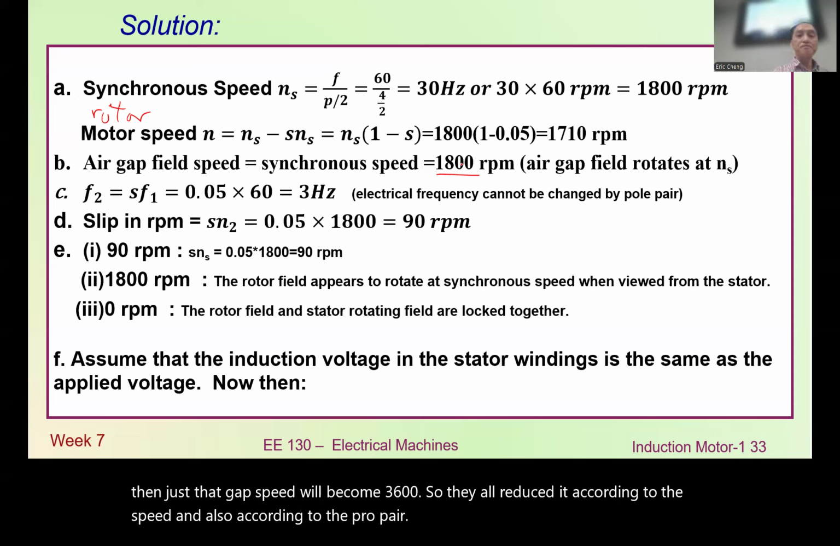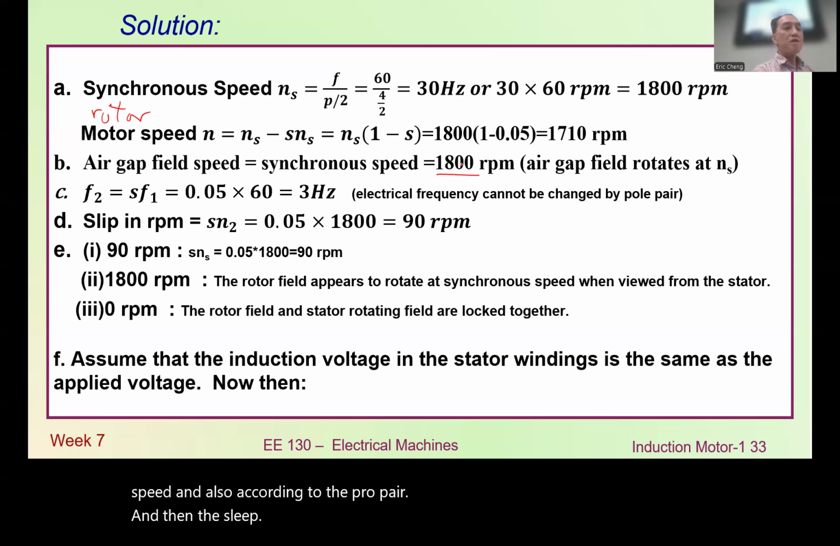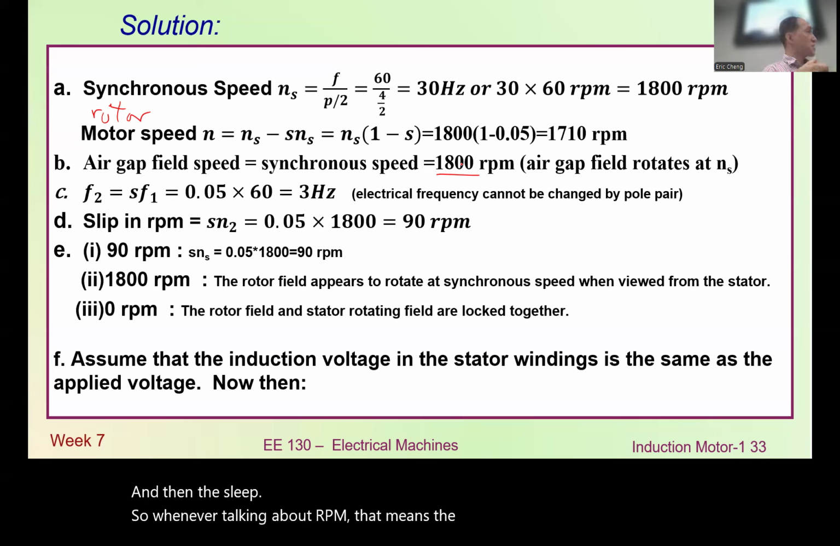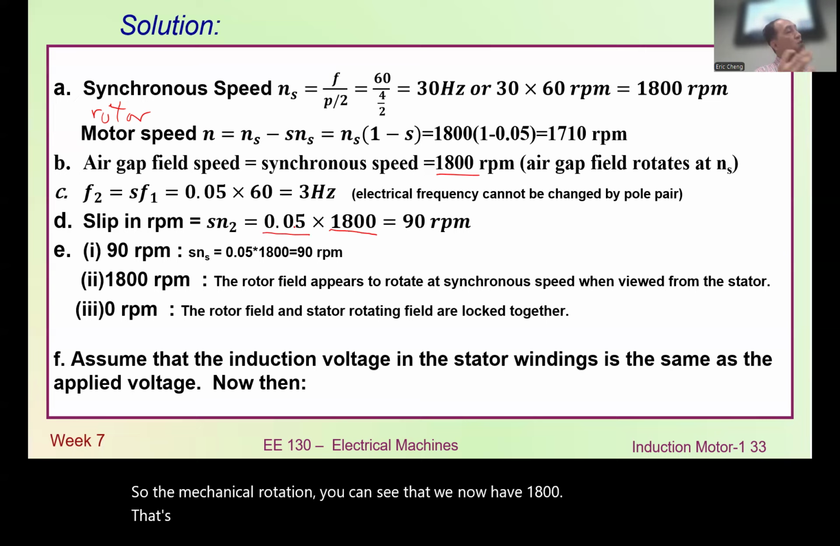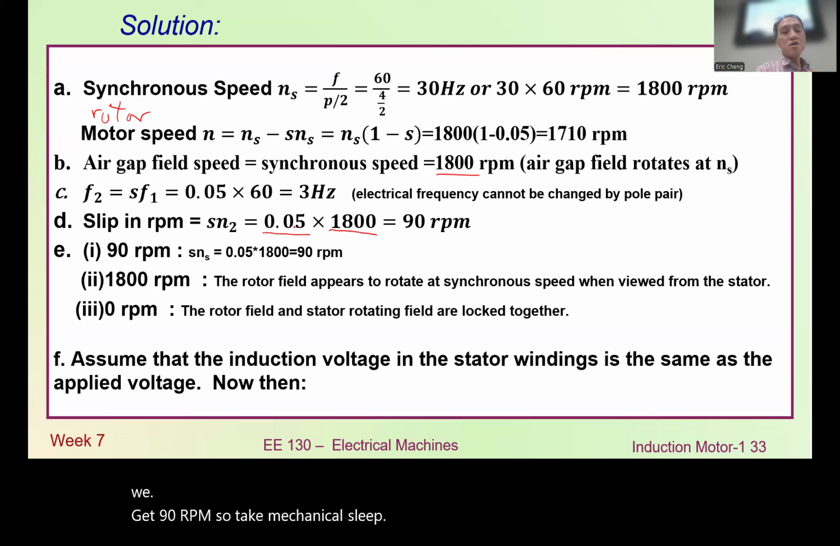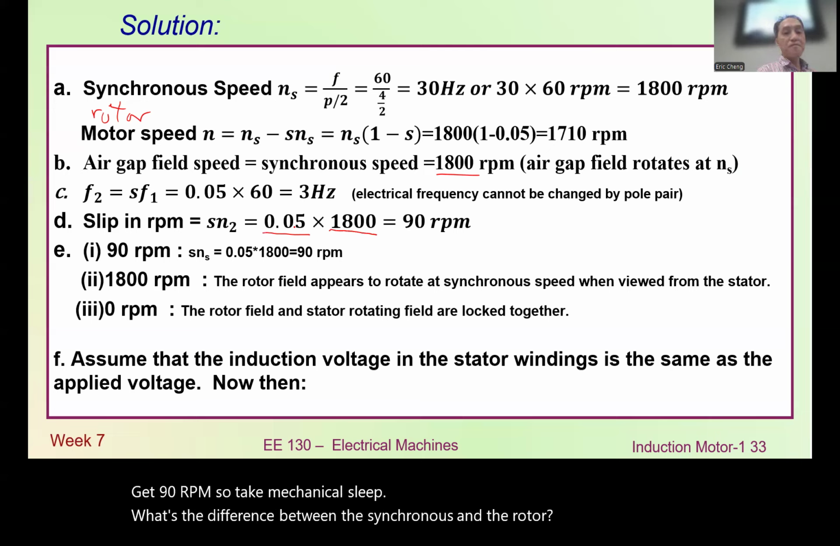And then, whenever we talk about RPM, that means the mechanical rotation, not electrical. So for the mechanical rotation, we now have 1,800. That's the base, and the slip means how much it is reduced. That's why we get 90 RPM. So that's the mechanical slip: the difference between the synchronous and the rotor movement.